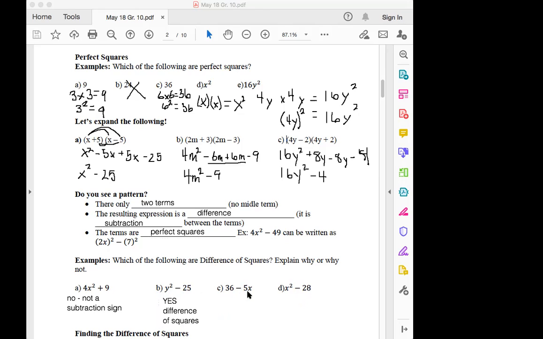Here, there are two terms. There is a subtraction. The only problem is we don't know the square root of 5. So that one is not a difference of squares. And if we look at the second one, there are two terms. There's a subtraction between the two, but here we don't know the square root of 28. So it is not. In other words, the only one that is a difference of squares is this one.